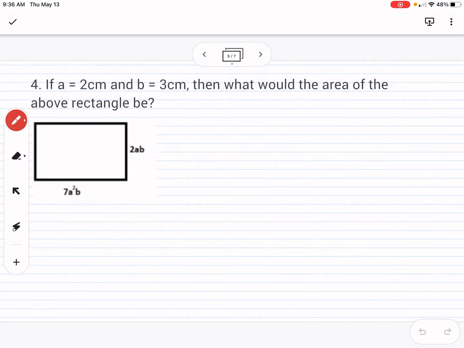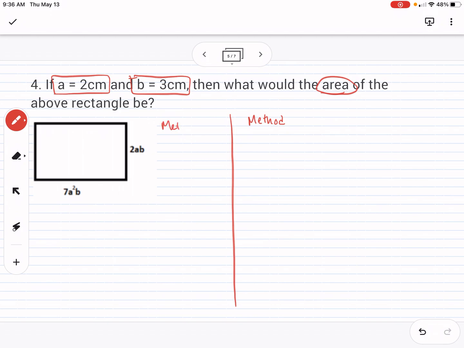Here, this is the same figure as before. They still want to know the area, but this time they gave us values for a and b that we can plug in. There's going to be two ways you can do this problem. One method would be to plug in 2 and 3 right away. So here I'm going to plug in 2 for a and 3 for b. 2 squared is 4. So here I end up getting 84. And then the units were centimeters.